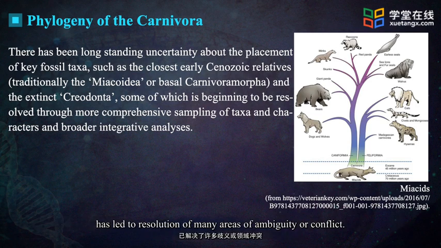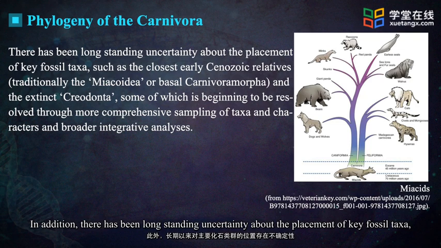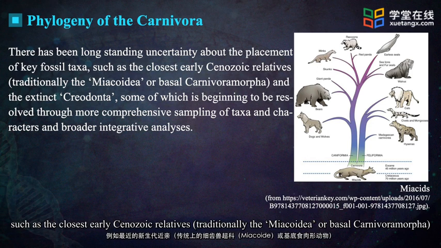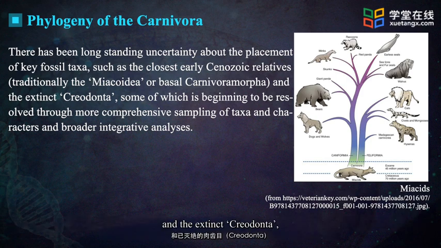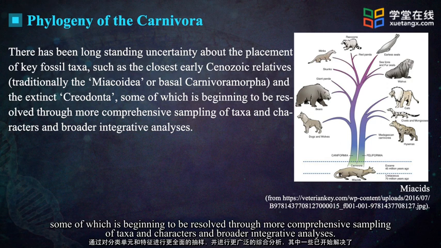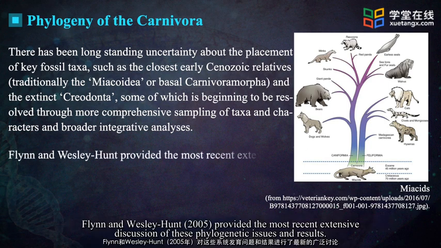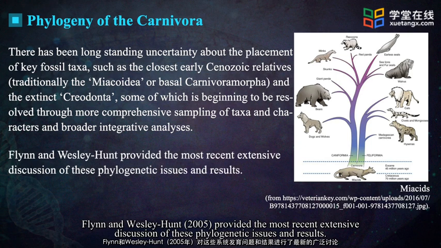In addition, there has been long-standing uncertainty about the placement of key fossil taxa, such as the closest early Cenozoic relatives, traditionally the Miacoidea or basal Carnivoramorpha, and the extinct Creodonta, some of which is beginning to be resolved through more comprehensive sampling of taxa and characters and broader integrative analyses. Flynn and Wesley-Hunt, 2005, provided the most recent extensive discussion of these phylogenetic issues and results.